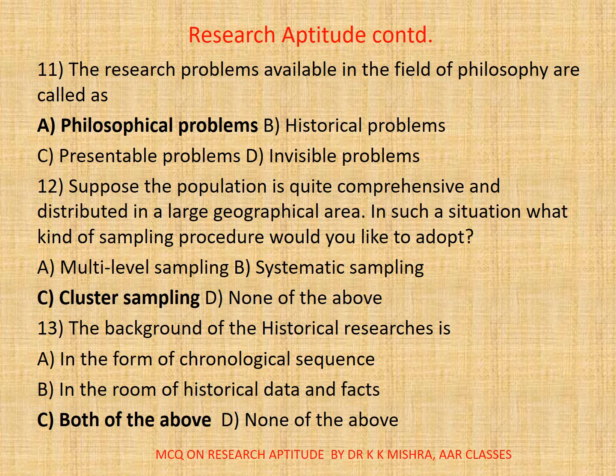Cluster sampling. 13. The background of the historical researches is A. In the form of chronological sequence. B. In the form of historical data and facts. C. Both of the above. Or D. None. Here correct option is C. Both of the above.